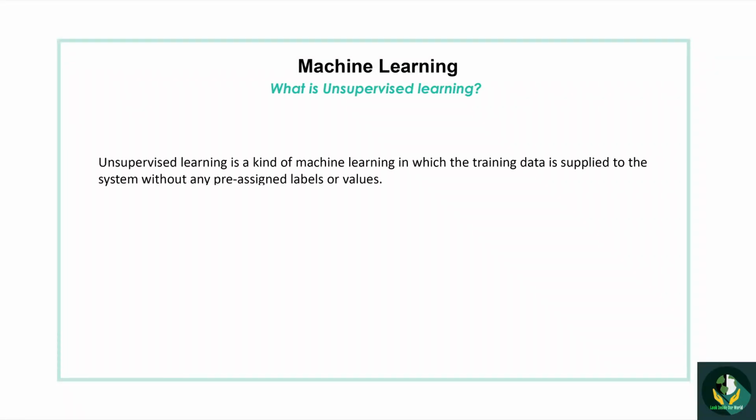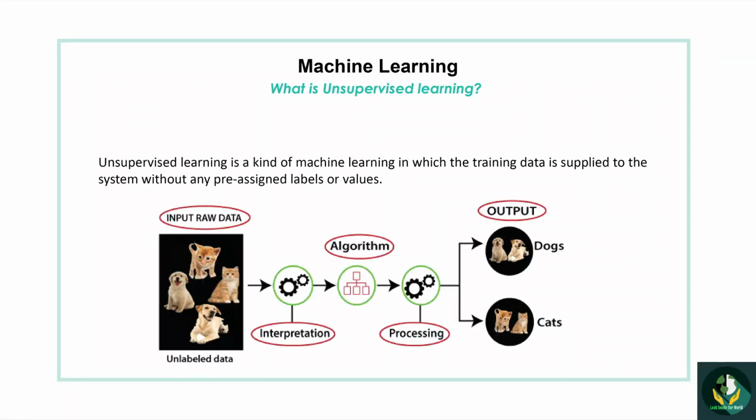Next is unsupervised learning. As the name suggests, in unsupervised learning, the data is unlabeled. So the learning algorithm is left to find commonalities amongst its input data. As we can see in the figure that we have provided, we have given raw data without labels as input. And then the algorithm divides data into different groups based on their similarities. So it groups dogs and cats separately.